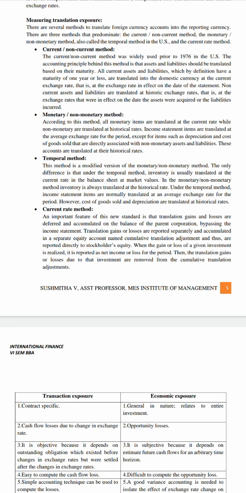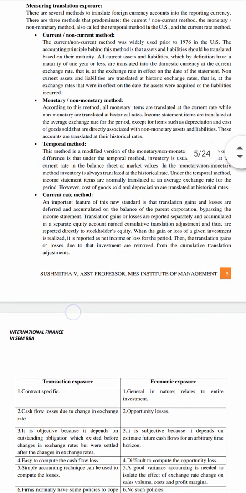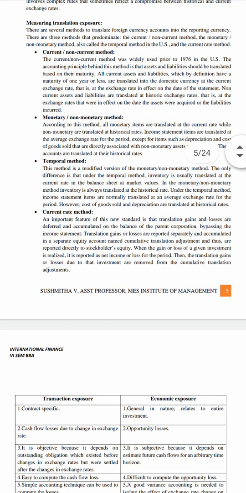Next, temporal method. Under the temporal method, this is similar to the monetary or non-monetary method, but the only difference is usually in inventory. You people know inventory is a current asset, so usually inventory has to be translated at current rate, but in this temporal method even inventory will be translated at historic rate. So that is the peculiarity of the temporal method.